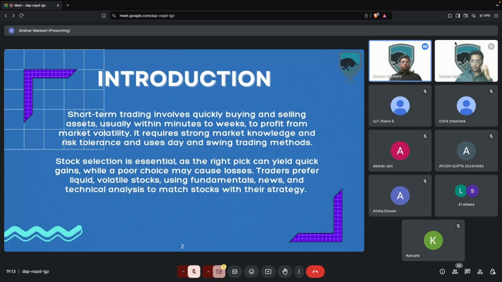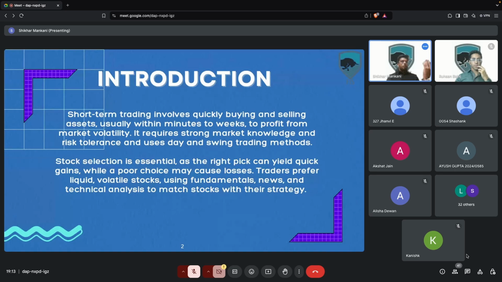That can vary from minutes to weeks, depending on what is your style, what is your choice, what is your risk tolerance, and what are your goals. It requires strong market knowledge. Again, short-term trading involves strong analysis of the stock and less about the company. It involves strong analysis about the price and about how the market is going in that period of time. Obviously, risk tolerance is a huge point to consider when trading short term, unlike long-term trading, and it uses day and swing trading methods.